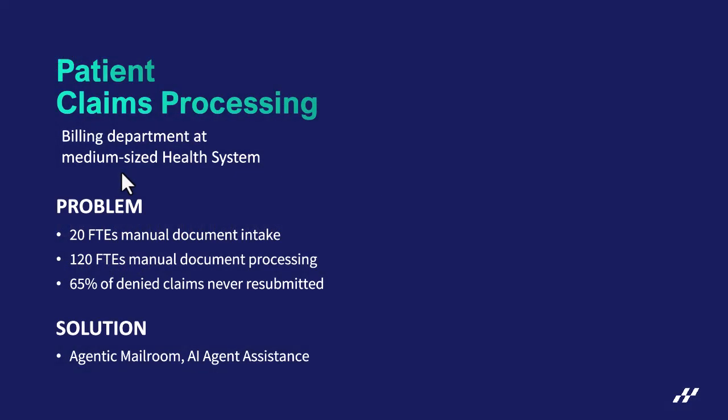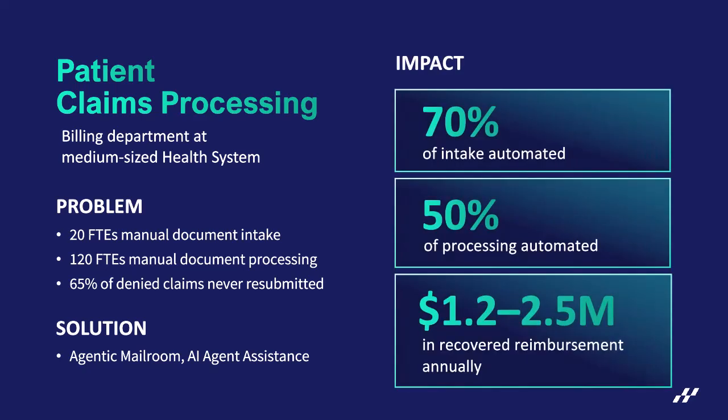Our story today centers around the patient claims processing department at a medium-sized health system. They receive upwards of 2 million pieces of billing correspondence annually that must be processed manually. And we're going to intelligently automate more than half of their work, saving millions a year in recovered reimbursement. And while healthcare specific, I think you'll find this agentic mailroom story applies to most industries.